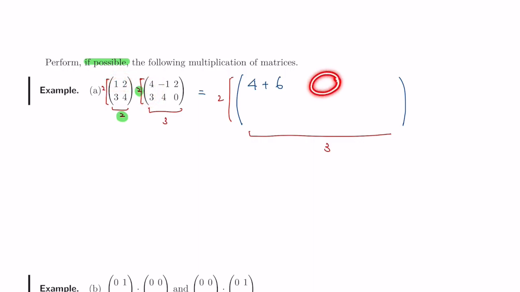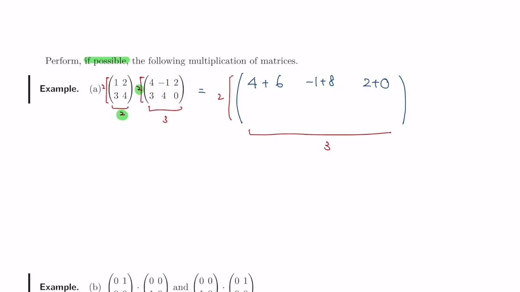How about the next entry? The next entry is the 1,2 entry. To do this, we take the first row and the second column and take the dot product. So the dot product will be -1 plus 8. And so on. The third entry here will be the dot product of these two, so 2 plus 0. How about this one? This is the so-called 2,1 entry. That means we take the second row and the first column and take that dot product. In this case, it will be 12 plus 12.